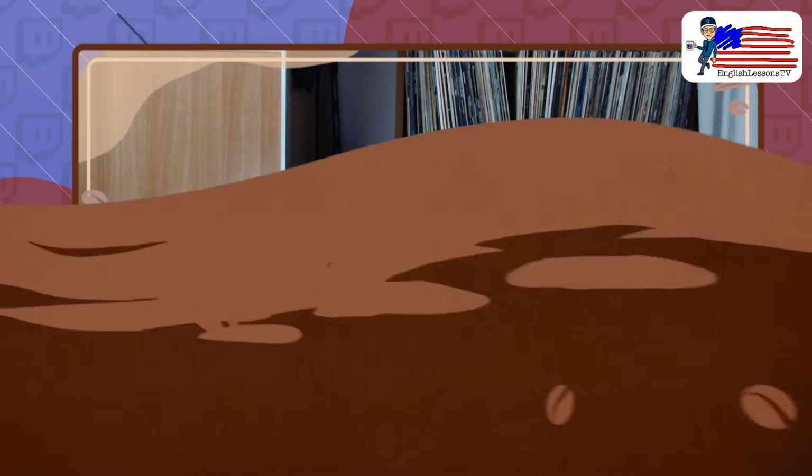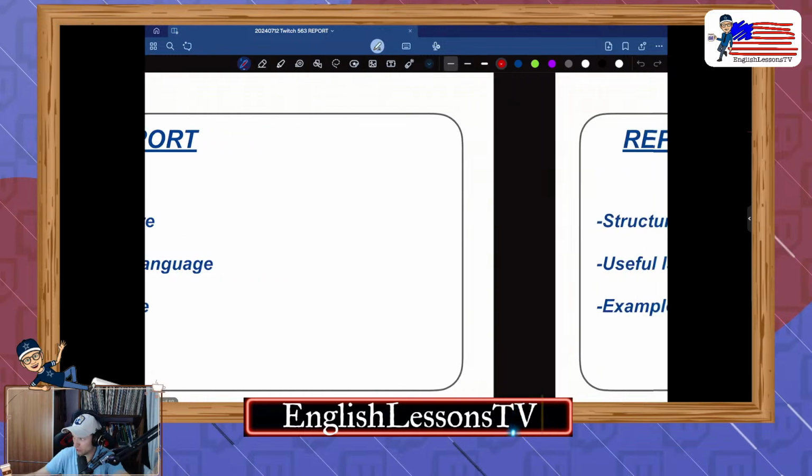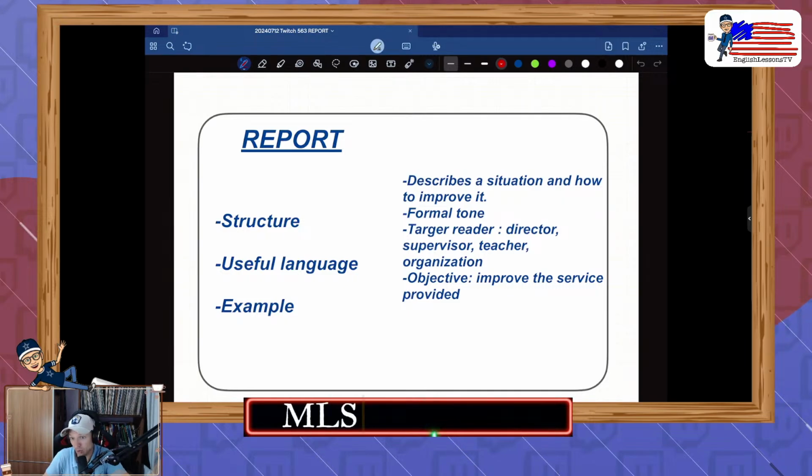All right, so let's go for that. I'm going to share my screen of the iPad. There we go. Remember, we're going to be doing a report: the structure, useful language, and an example. From this structure, remember, it describes the situation and how to improve it. It's a formal tone because the person who is going to be ordering this is a director or a supervisor or a teacher or organization. And the objective is to improve the service that they provide. Is that clear?